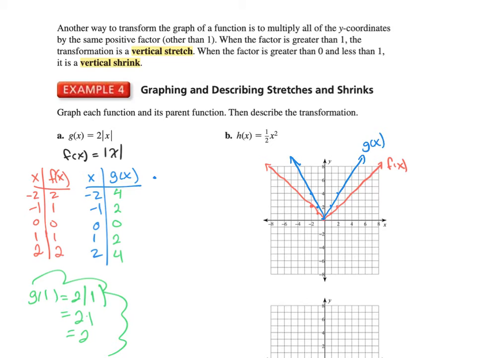So we're going to graph each function and its parent function and describe the transformation. So this is a vertical stretch. Let's look at part B.